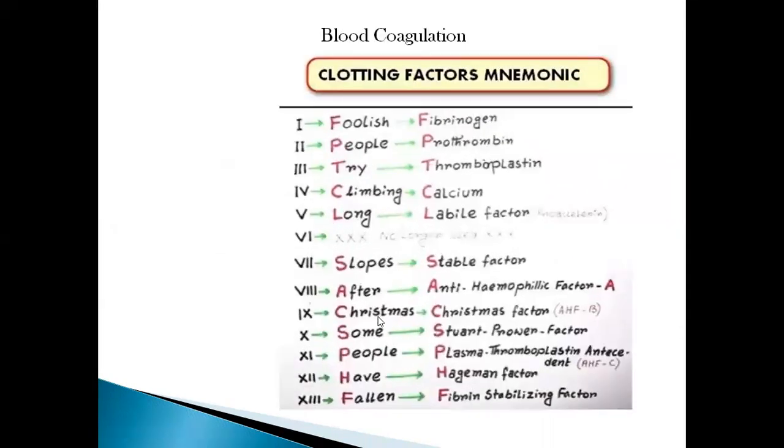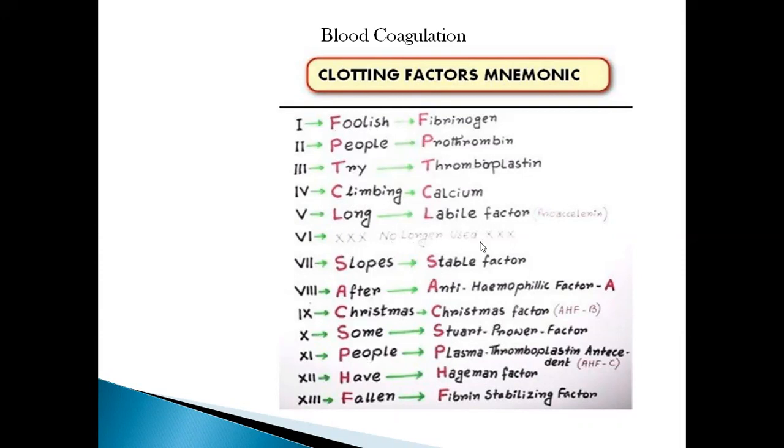Now the blood coagulation, the clotting factors. This is a clotting factor mnemonic for the clotting factors 1, 2, 3, 4, which are 13 in number: Foolish people try climbing long slopes after Christmas, some people have fallen. With this mnemonic, we can remember that F stands for fibrinogen, P stands for prothrombin, T stands for thromboplastin, C for calcium, L for labile factor.